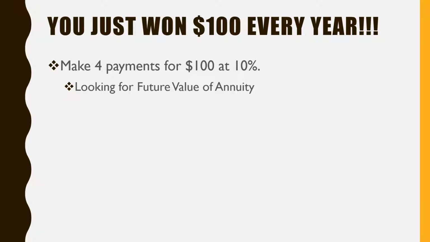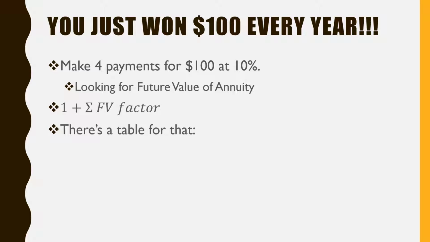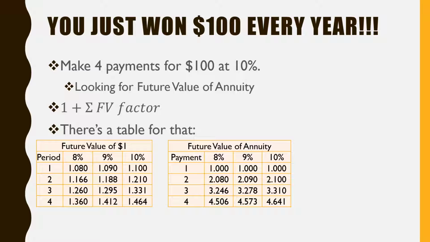Let's look at how we can do that in a little bit easier way than working through those tables. One way to think about this is I've got 4 payments. One of them's in there for 3 years, one's in there for 2 years, one of them's for 1 year, and one I didn't get any interest on at all. I just put it in and took it right back out. So I can just sum up the future value factors for each of the years and come up with the total amount I'll have at the end. But again, we've got a table that will do that work for us.